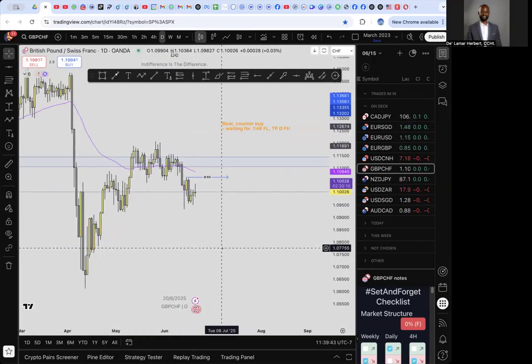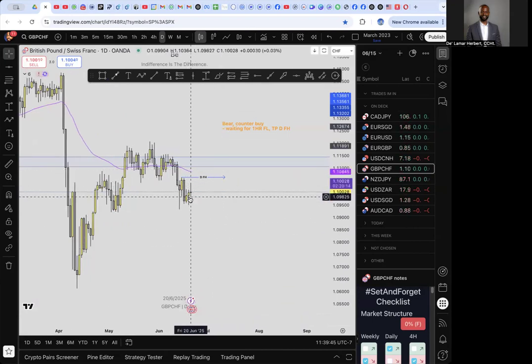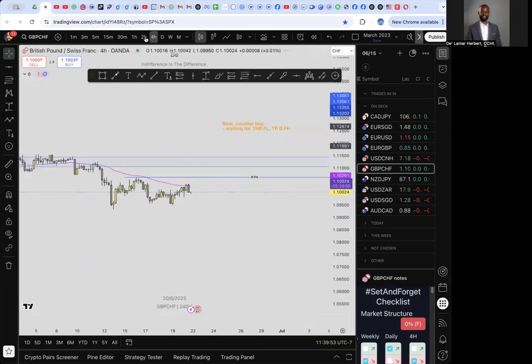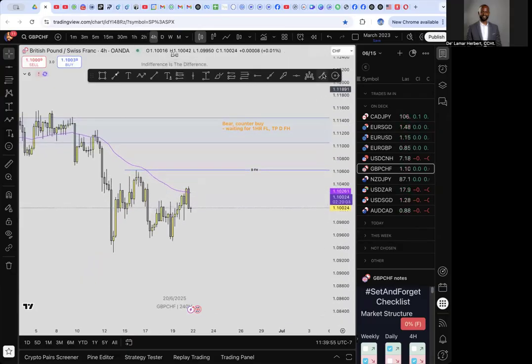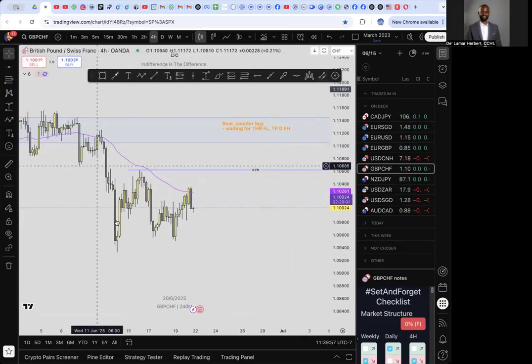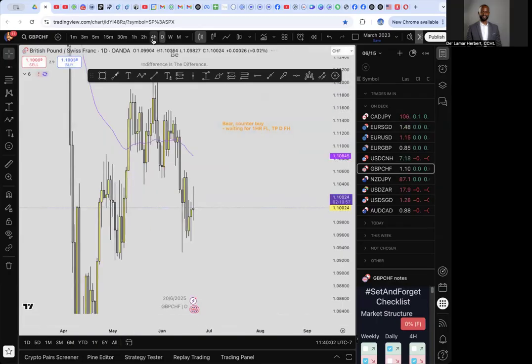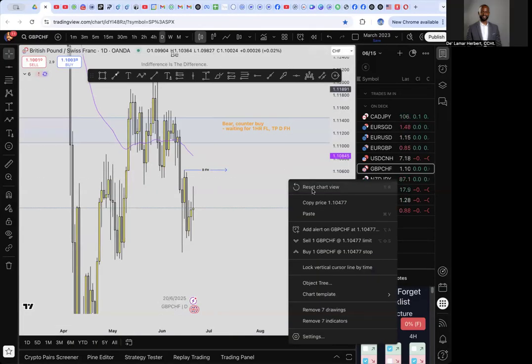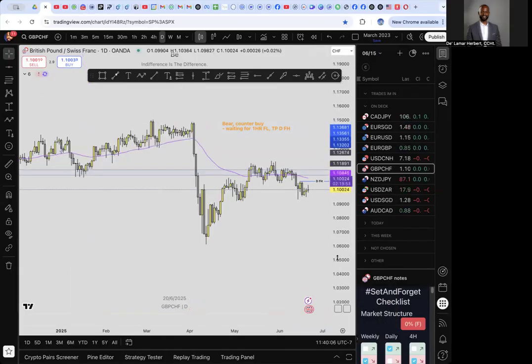Next, we have GBP CHF. We're looking for, so we're taking sales here. Hold on, let me see. Are we taking sales or buys? Something happened. Oh, okay. So yeah, we're not in sync right now, because currently on the daily we are bearish, and then on the 4 hour we are.